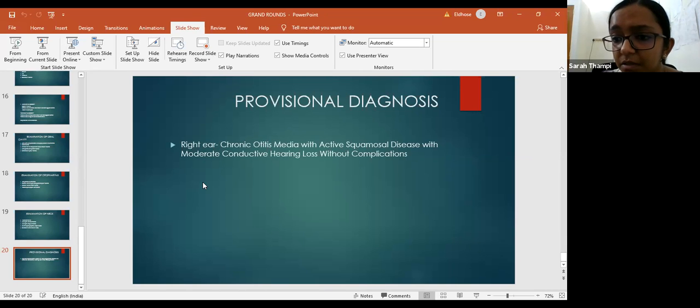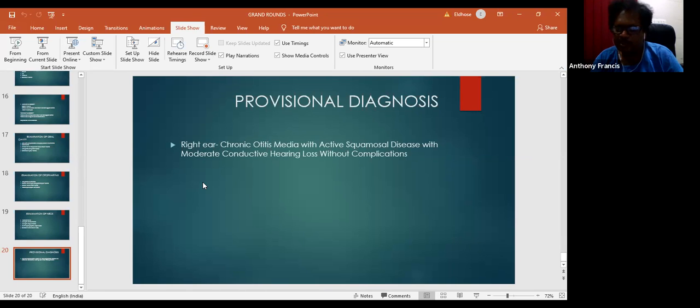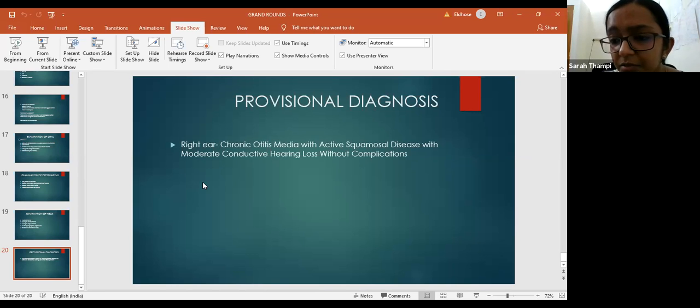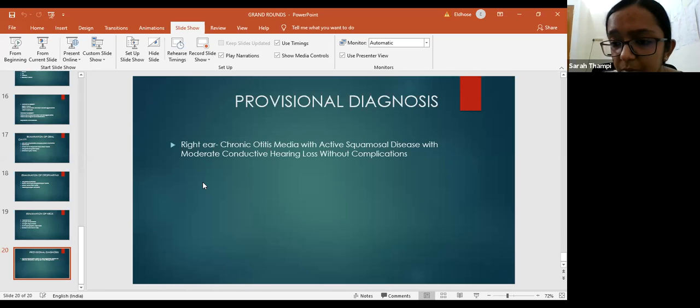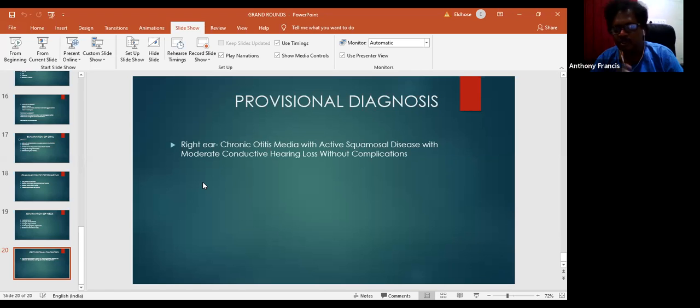Both come in different types of chronic suppurative otitis media. Sir, if it is middle ear granulation, then aural polyp. Aural polyp. Okay, how will you differentiate an aural polyp from the granulation tissue?